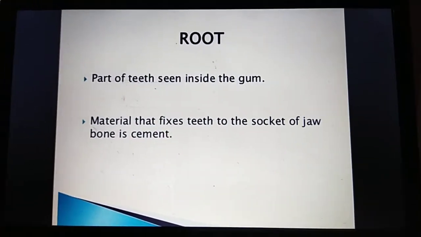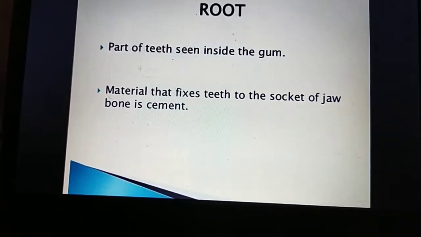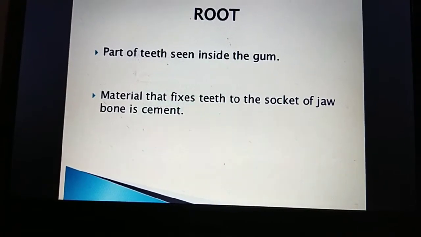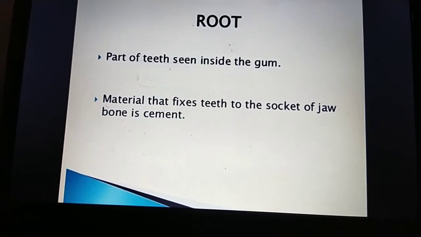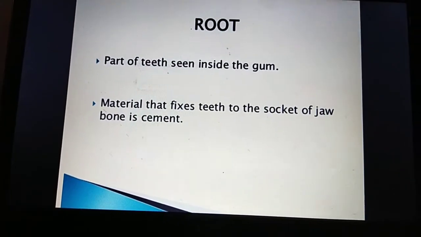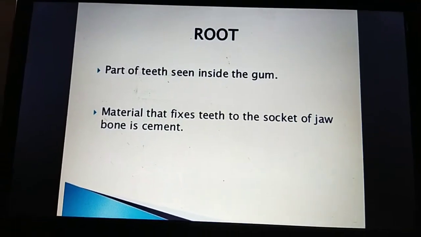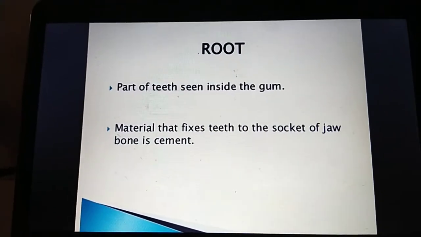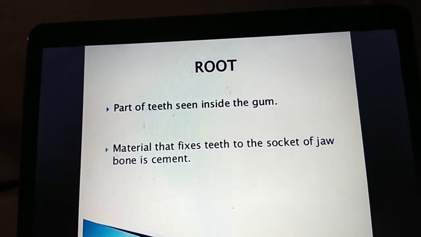The root is the part of the tooth seen inside the gum. The part seen inside the gum is the clinical root. The anatomical root is found below the junction of the cementoenamel and is completely covered with cementum. The material that fixes the teeth to the socket of the jaw bone is cementum.